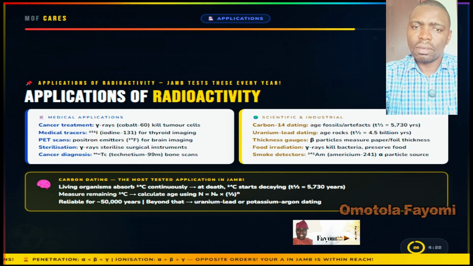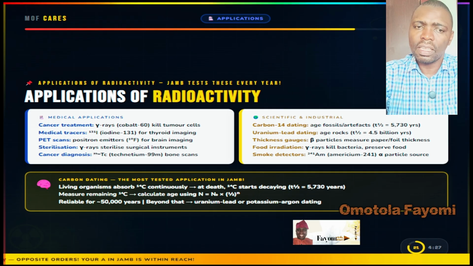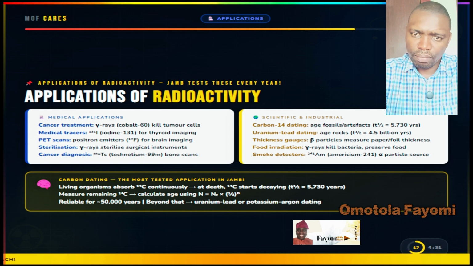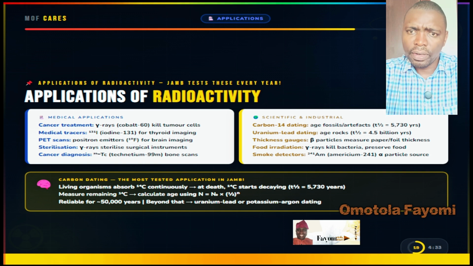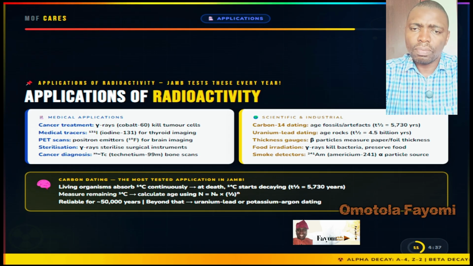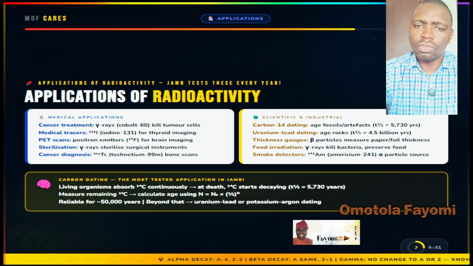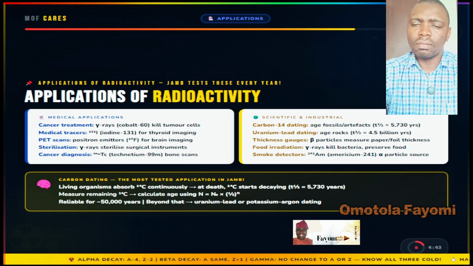Thickness gauges. Beta particles have just the right penetrating power to be affected by thin materials like paper, plastic film, and aluminum foil. As the material gets thicker, fewer beta particles pass through. This is used to automatically control thickness in manufacturing.